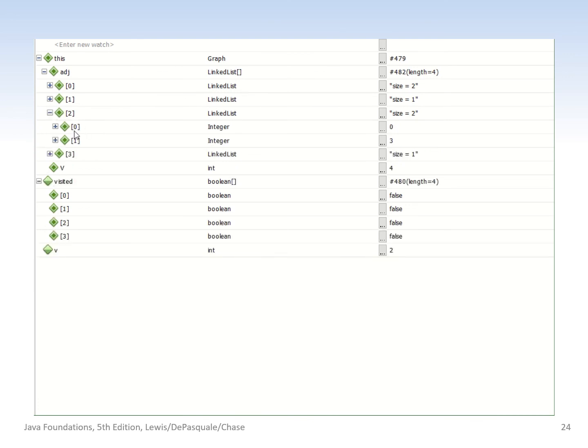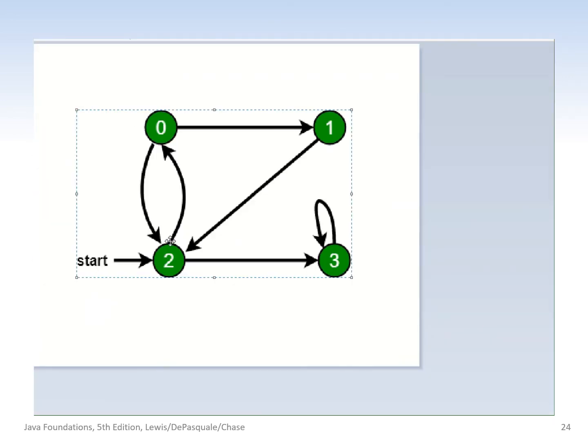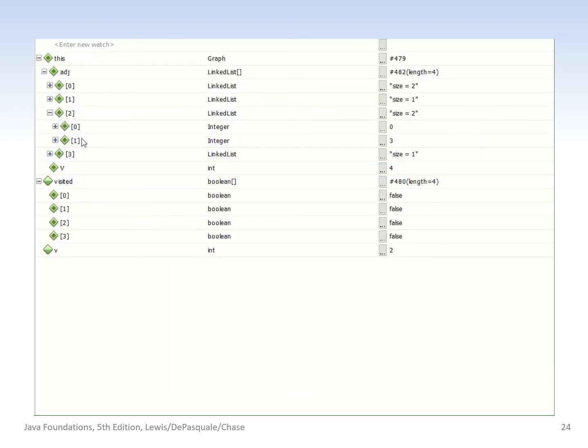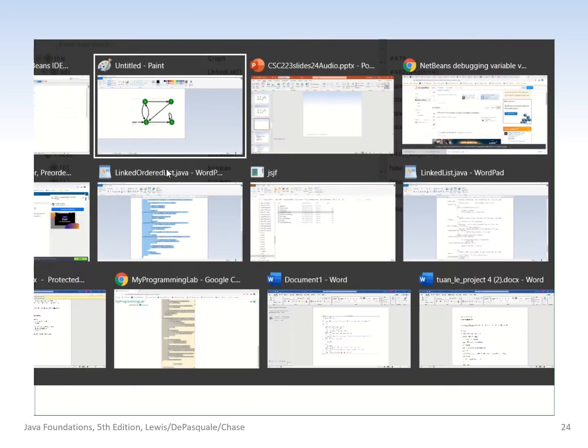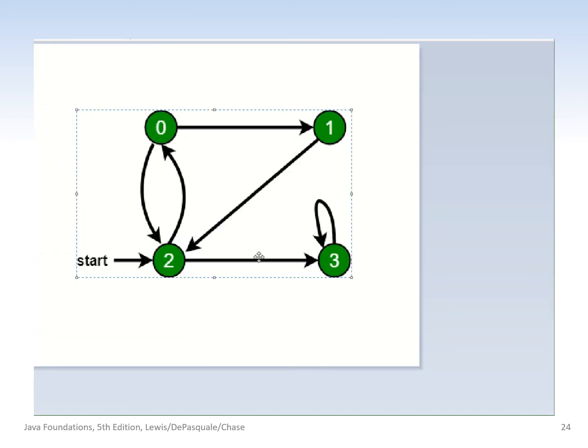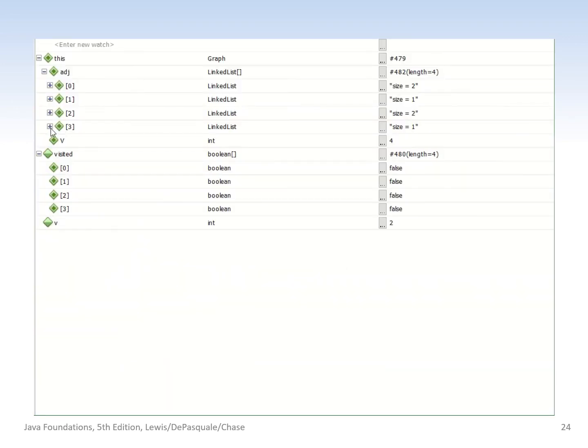From 2, I could get to 0 or 1. I'm sorry, wrong. From 2, I could get to 0 or 3. I'm looking at the index numbers, not the actual values. From 2, I could get to 0. I can get to 3. But from 3, there's only a path from 3 to 3.